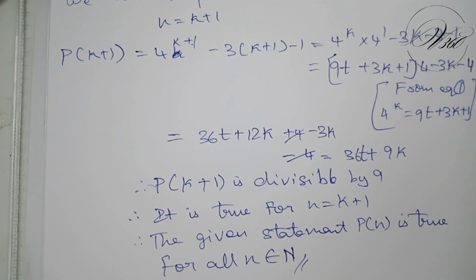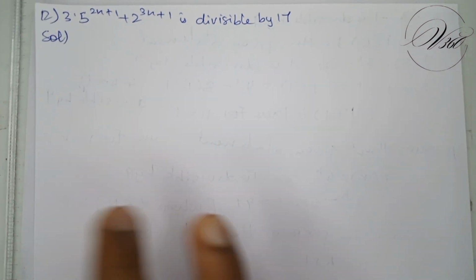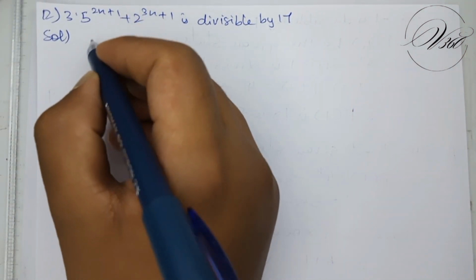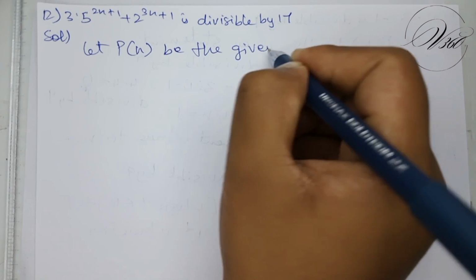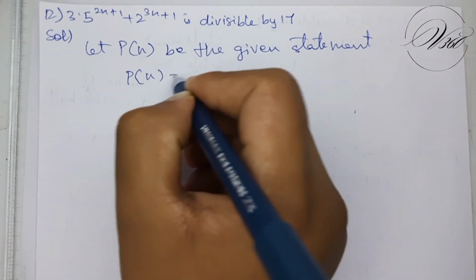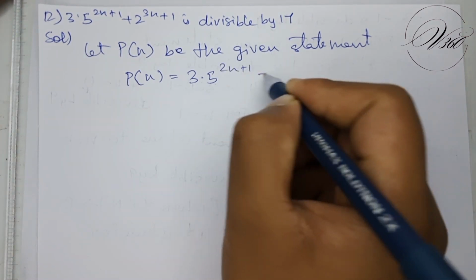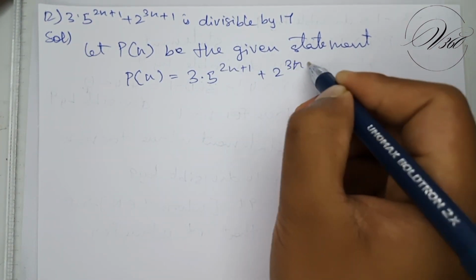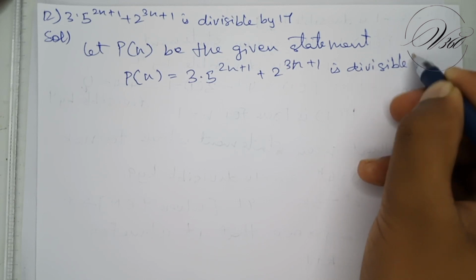Let's go forward to the 12th question, that is 3 into 5 to the power 2n plus 1 plus 2 to the power 3n plus 1 is divisible by 17. Now we will solve the problem. Let P of n be the given statement, then P of n is equal to 3 into 5 to the power 2n plus 1 plus 2 to the power 3n plus 1 is divisible by 17.